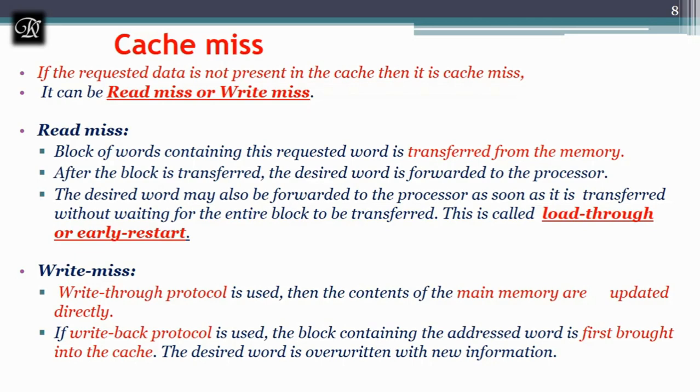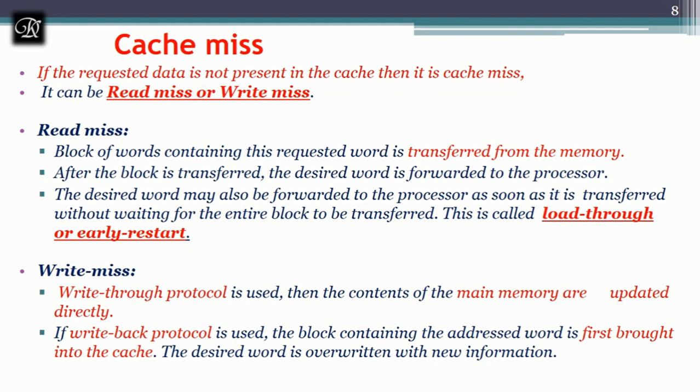So the write through protocol is used over here. Then the content of the main memory is updated directly. Whenever it updates the cache, it directly updates the main memory too. Why? Because it does not have a, it asks for the a in the cache and updates the a, and then immediately it updates the RAM also.